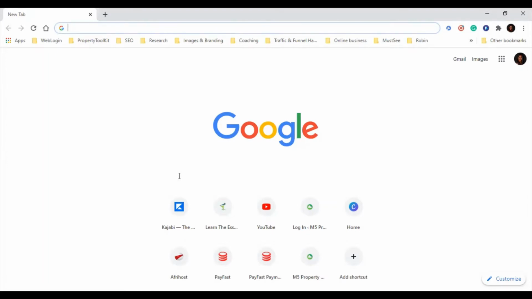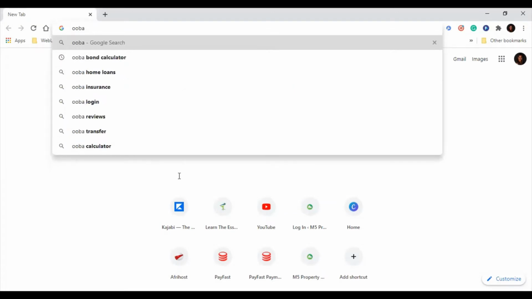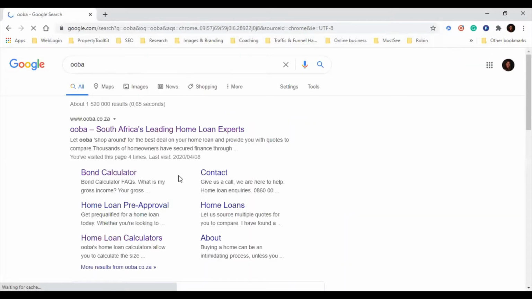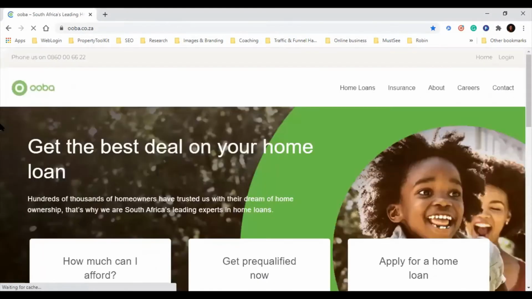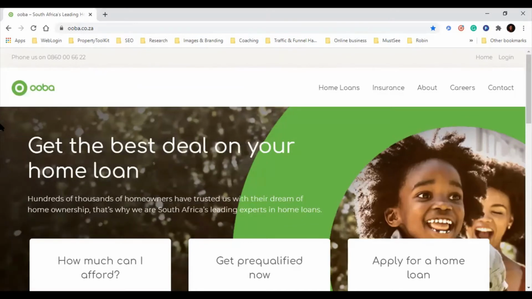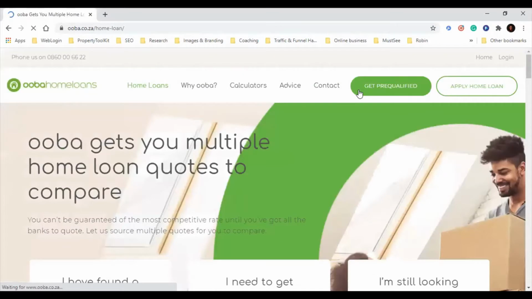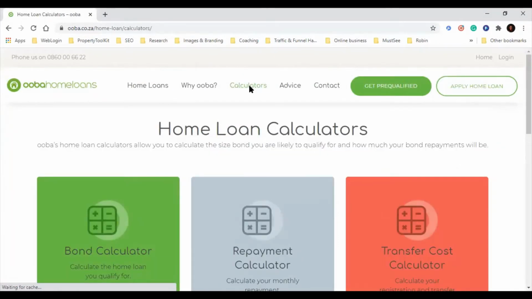What I need you to do, open Google as I have, and then you type Ooba, not the Uber that you drive around with, but OOBA, and you press enter. Ooba is, as you can see, South Africa's leading home loans experts. And on here, they have multiple calculators. Once you go onto the Ooba website, you click on home loans. When you click on home loans, you'll find calculators. And this will be able to explain to you in terms of your closing costs that you need.